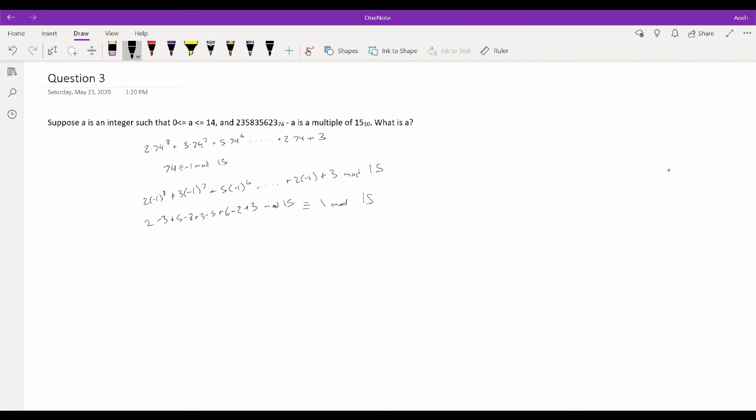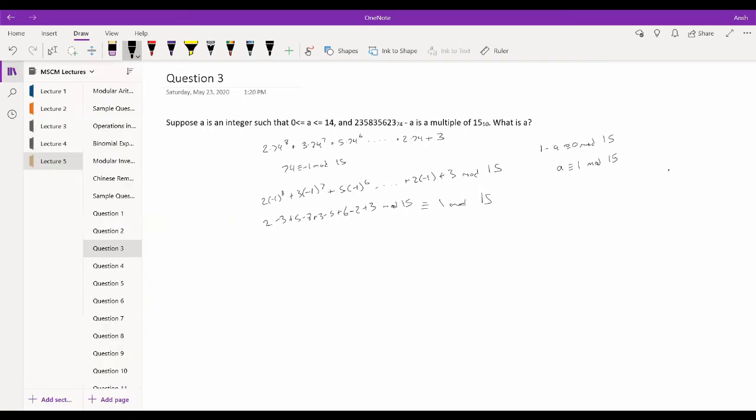So since we want to find a such that this number minus a is 0 mod 15, that means a would also be 1 mod 15, because 1 minus a equals 0, meaning a would be 1, since 1 minus 1 is 0. So that means a is 1, because a has to be between 0 and 14.